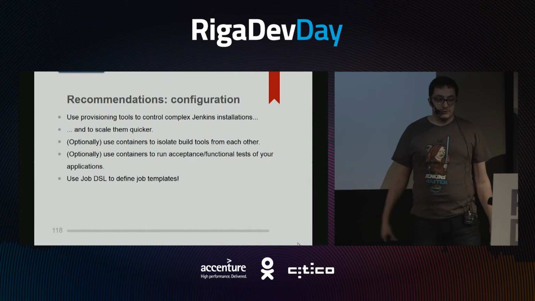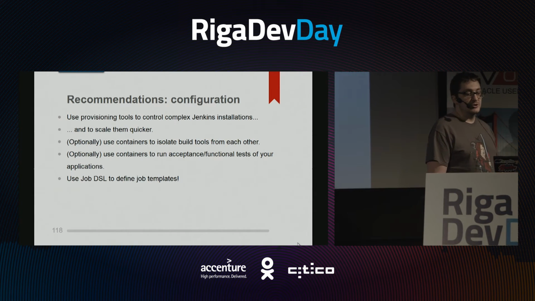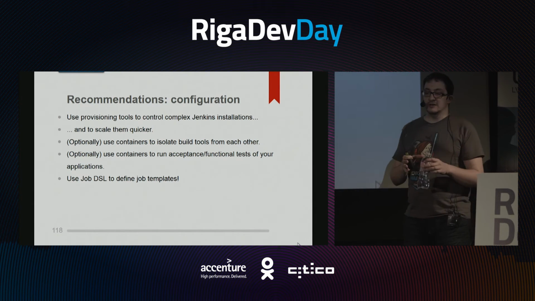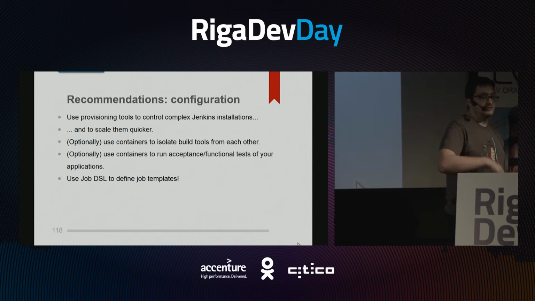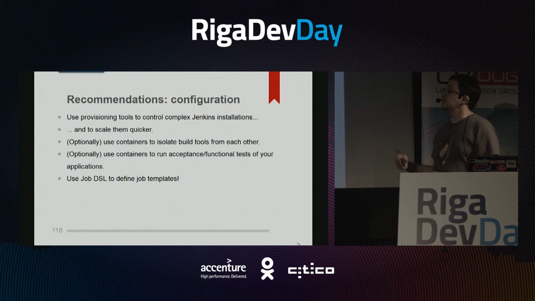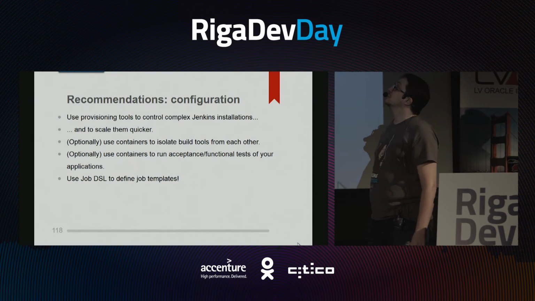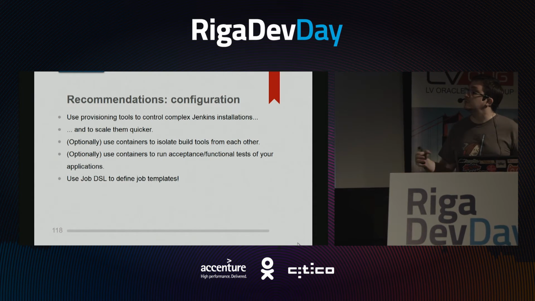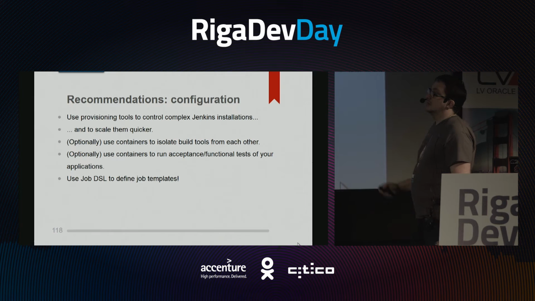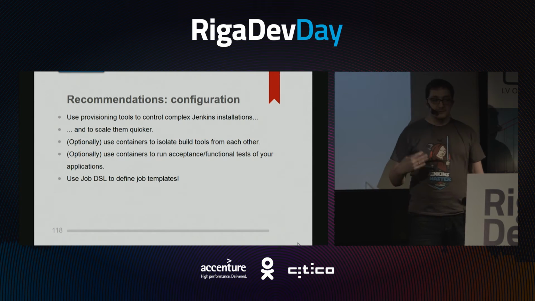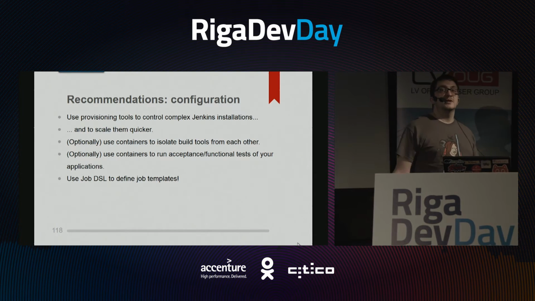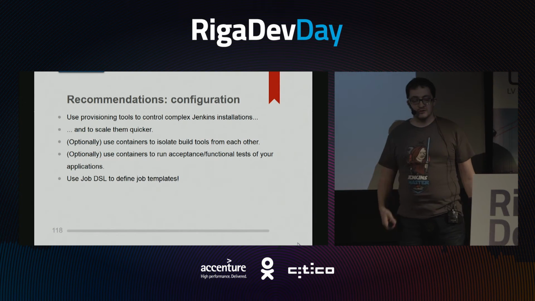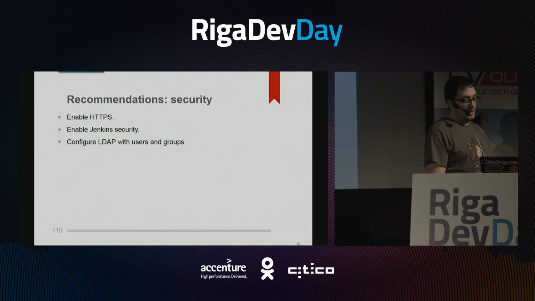So, for example, if you have to support several Ruby versions on the same machine, maybe it's better to have those Ruby versions inside containers and run containers inside your builds. Also, you can use containers for running functional and acceptance tests for your applications if your applications are small enough to be put into a container. And try to use job DSL to control your job templates and to approach your Jenkins configuration as code.